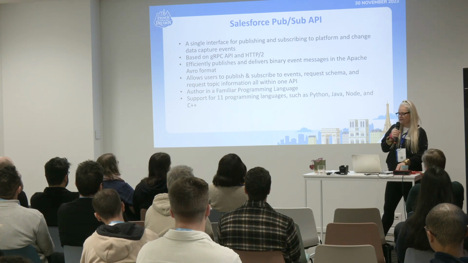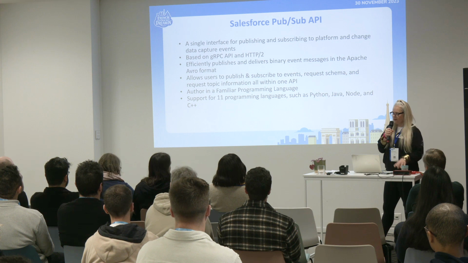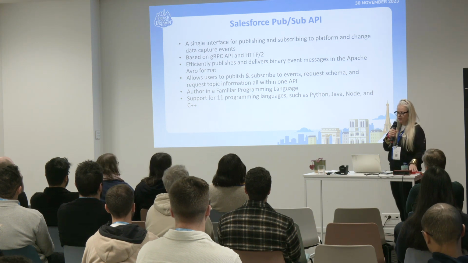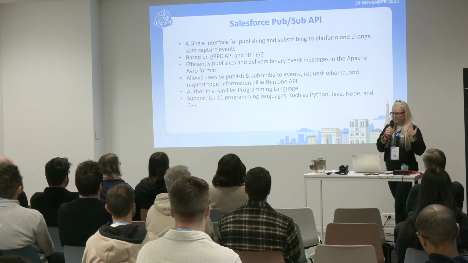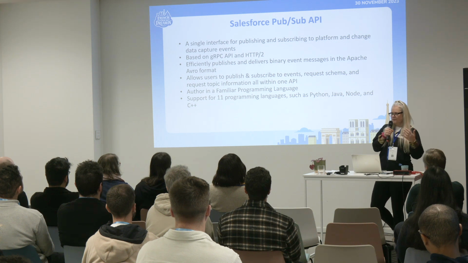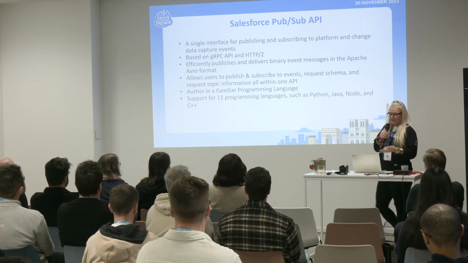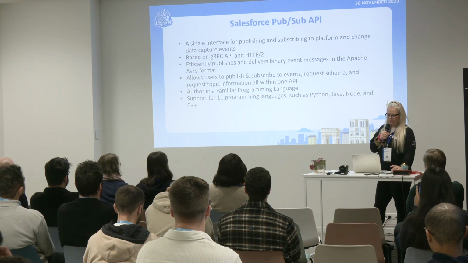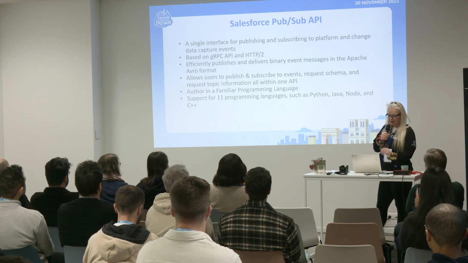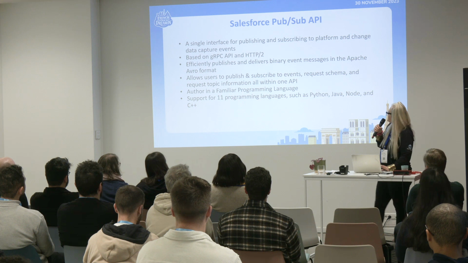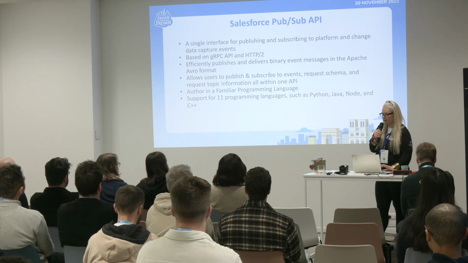So if you're not using Mulesoft and you're not using a pre-built connector, you can use 11 different languages to subscribe to the PubSub API, whereas before with the streaming API it was CometD and the Bayeux protocol. Now you've got a lot more options. So Python, Java, Node, C++, a lot of options here if you want to build your own connector to subscribe.